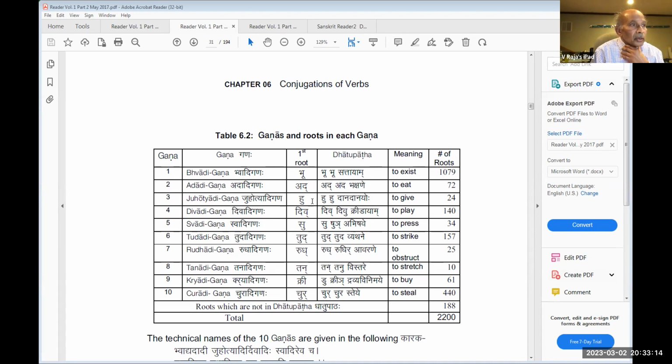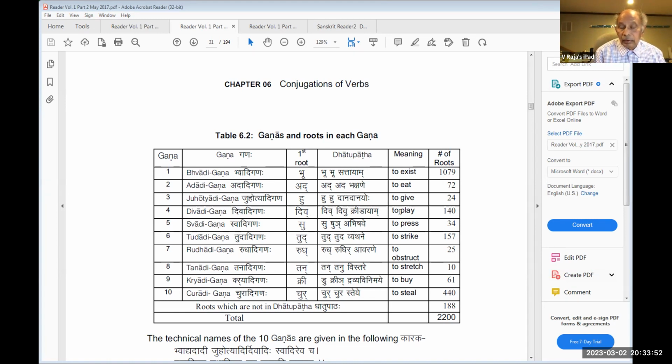The third gana is a difficult gana for you, the Juhotyadi gana. It has roots like da, to give, dana. It has roots like dha, to place, mahapranadha. It has roots like ma, to measure. Then in the fourth gana, once the child has food, he plays again, he enjoys, he has enough strength. That is called the Divadi gana, div, to play.